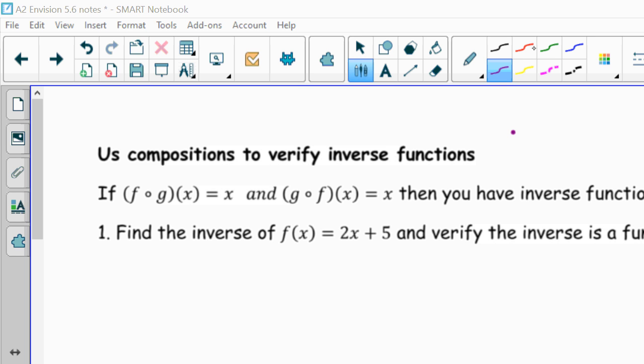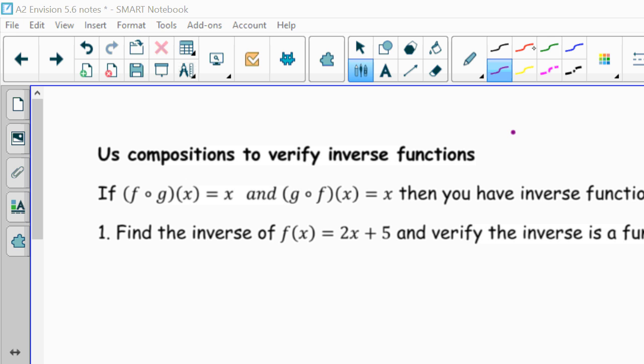All right, so today in Algebra 2, we're going to finish up section 5.6. We're going to talk about using compositions to verify inverse functions. It tells me that if f of g of x equals x and g of f of x equals x, then you have inverse functions. So if you can do the composition of the two functions both directions and they always equal x, then you know that they are inverses. And that's how we prove them algebraically.